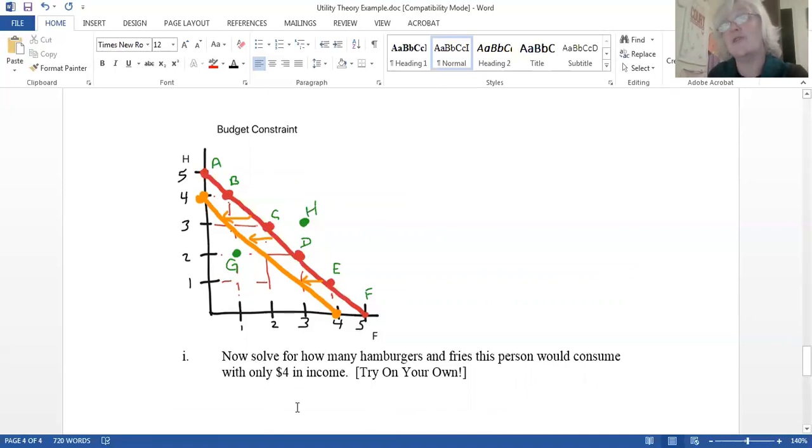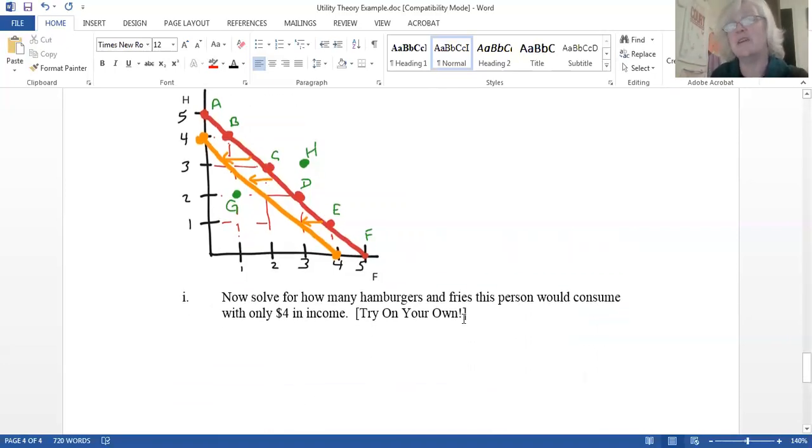So now what I want you to do, try on your own, right, is to solve for how many hamburgers and fries now with only $4 in income. So you can go back and do the marginal utility per dollar approach, or now you can look at, okay, now if the price of hamburgers and the price of fries were each $1 and I only had $4, write down all the possible baskets, starting with 4 hamburgers, no fries, 3 hamburgers, 1 fry, do the total utility in that way. I would attempt it both ways just to make sure that you're getting the hang of it, and notice that your answer will come out the same with either approach that you use.